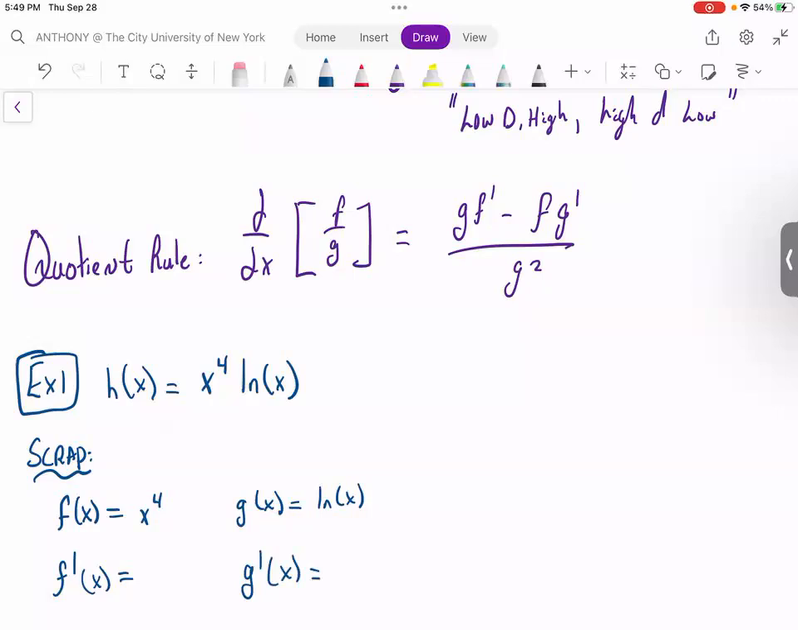So, what is f of x? f of x is x to the fourth. What is my derivative? Careful, not 4x. 4x to the power of 3, or 4x cubed. By the power rule, the derivative is 4x cubed. Now, what is the derivative of ln of x? 1 over x. Now, how is my scrap work helpful here?